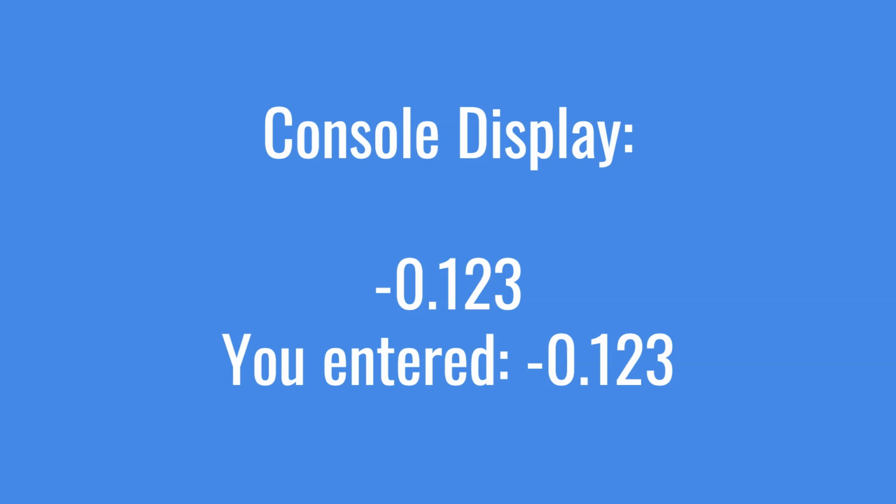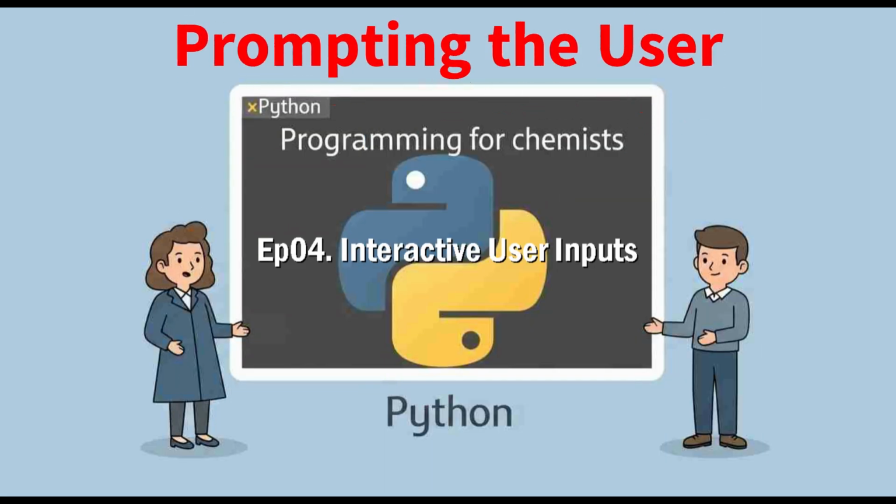A quick note: the top line, -0.123, is what you type and is updated dynamically as you type. The second line, you entered -0.123, only appears after you press enter or return, causing the print command to execute. Prompting the user.